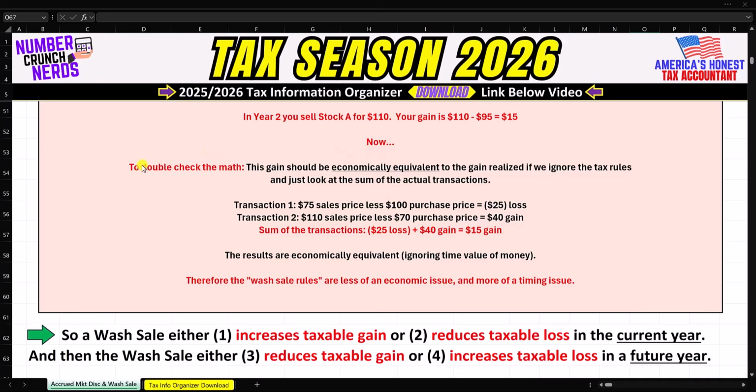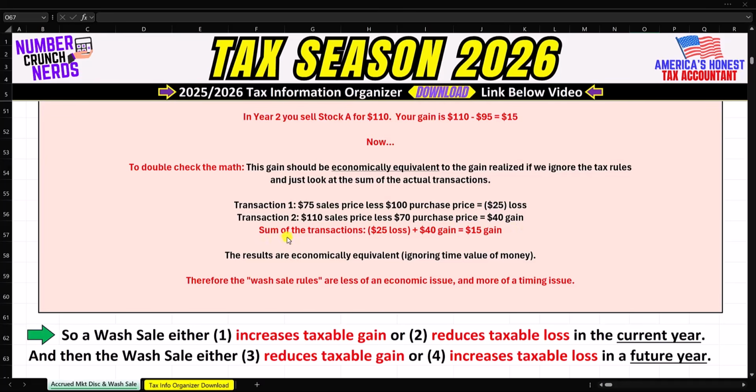Okay, now in order to double check the math, this gain should be economically equivalent to the gain realized if we ignore the tax rules and just look at the sum of the actual transactions. So transaction number 1 was a $75 sales price less a $100 purchase price equals a $25 loss. And transaction number 2 was really a $110 sales price less a $70 purchase price equals a $40 gain.